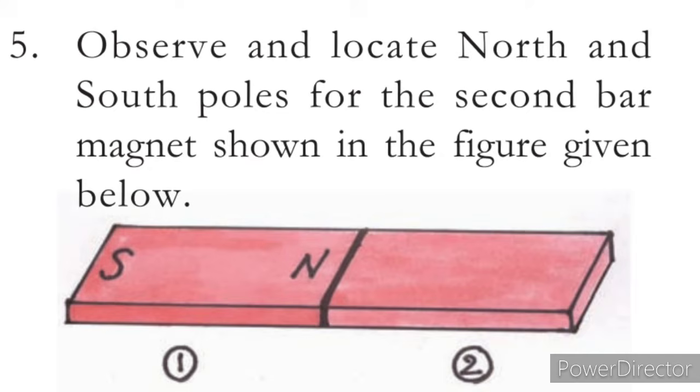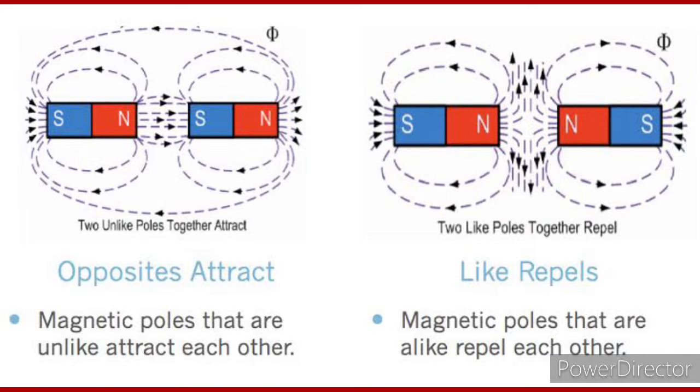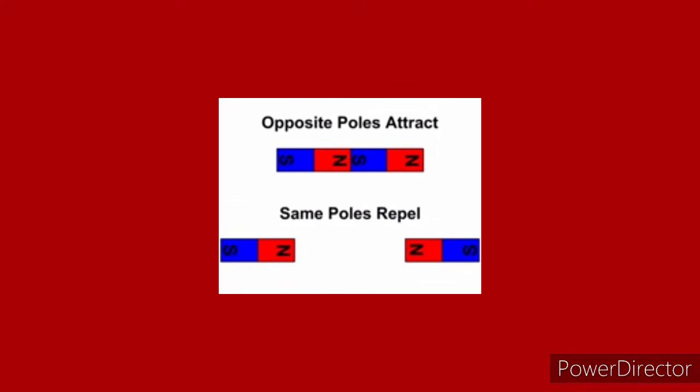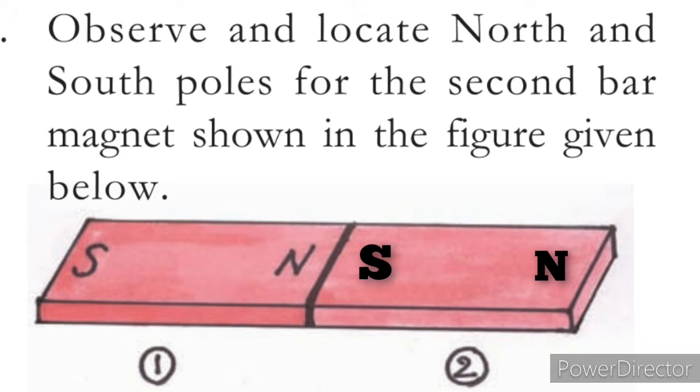Next one, observe and locate North and South poles for the second bar magnet shown in the figure given below. So a bar magnet is given. We have to write poles for the second magnet. Already we know magnetic poles that are unlike attract each other and magnetic poles that are like repel each other. That means like poles repel each other, unlike poles attract each other. So what comes to the second side? First it is given north, south and north. So the second side is again south and north.